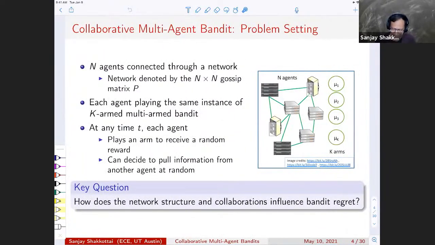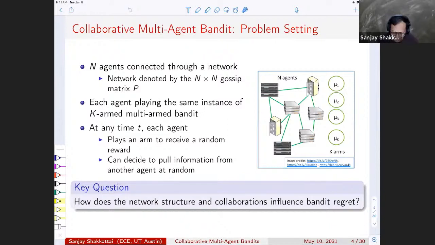More formally, the setting we consider is that there are N agents, and they're connected on some network. The network connectivity matrix is P, some topology. And each agent is playing the same instance of a K-arm bandit. So there are K arms. If you play this particular arm, you'll get a reward with mean mu sub one. If you play this particular arm, you'll get a reward with mean mu sub two. In connecting back to our previous example, reward is simply the probability that the user will click on that ad. Say it's a Bernoulli reward, and you want to click on the arm which has the maximum probability. More generally, they just have means, and you want to play the one which has the highest mean.